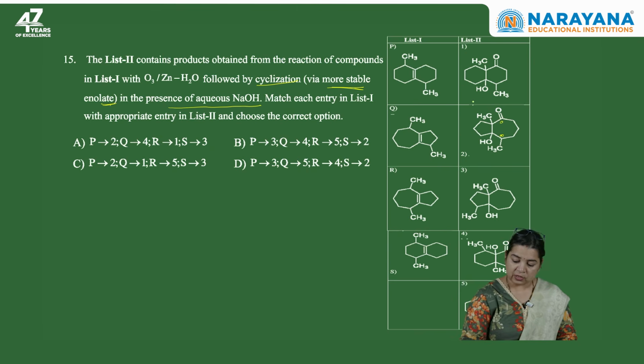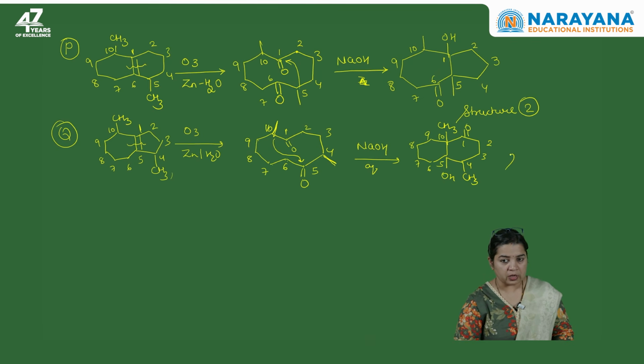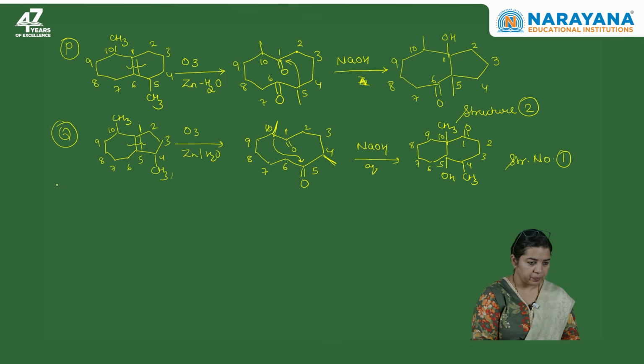Go back to the list. See, two 6-membered rings. One ring has nothing at the bridgehead, the other has CH3, OH, and carbonyl and CH3 are up front. So this seems to be structure number 1. So Q will be matched to structure number 1.